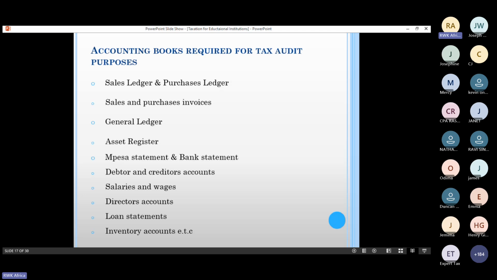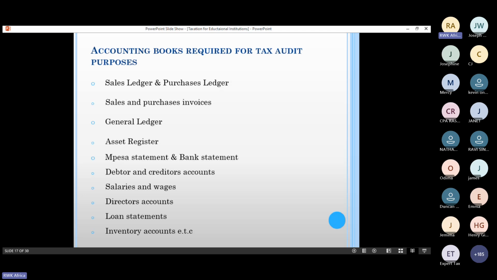Then we have the director's account. As much as they want to audit an institution or a company, even the director in charge will also get audited. So the account should be also in check. Any transaction happening between the institution and the director, it is well documented, it has a support.